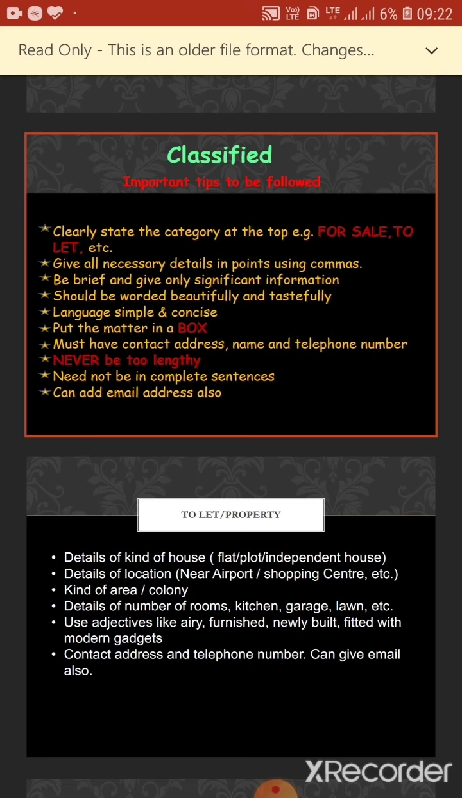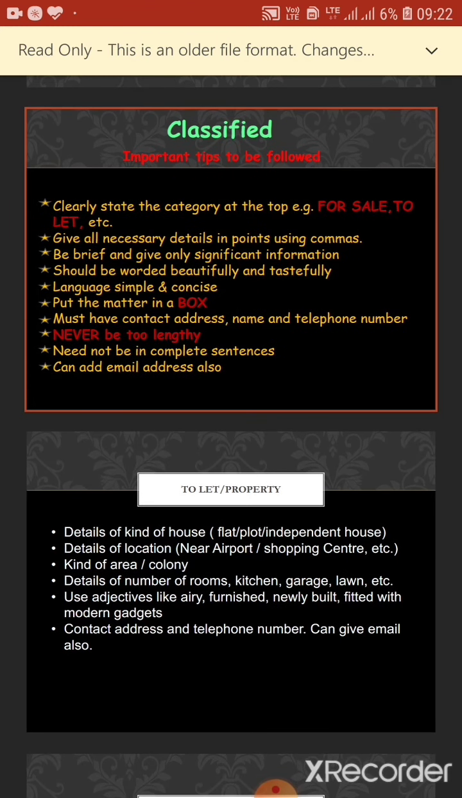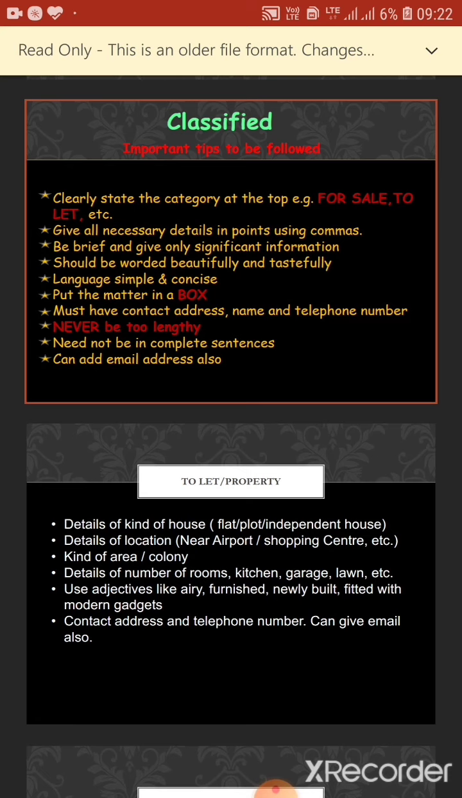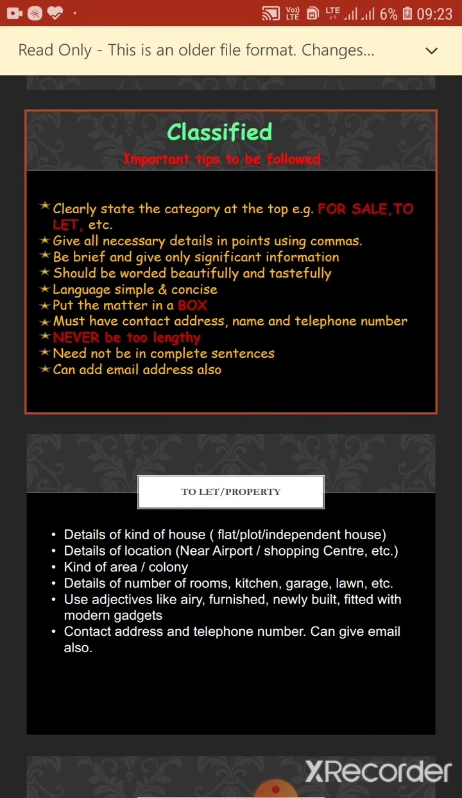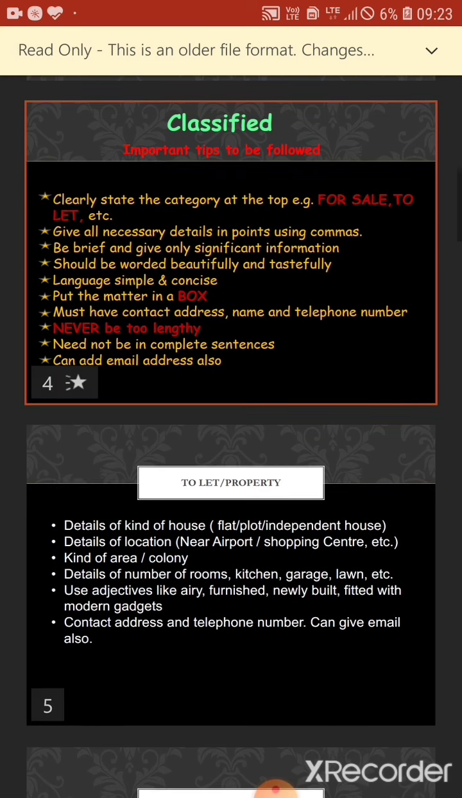Okay. The next important thing is never to be too lengthy. That means a classified advertisement should not be lengthy, as we have already talked about the word limit. In short composition, the word limit matters a lot. So we have to be very careful about the word limit. In very short, we have to describe most of the things related to the property or the qualifications of the person whom we want to employ in our organization or company.